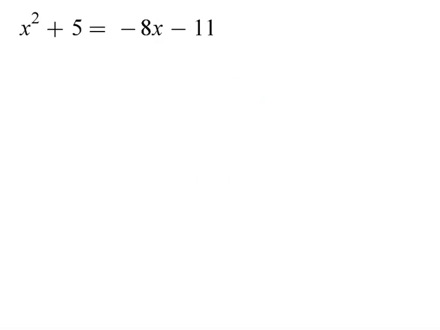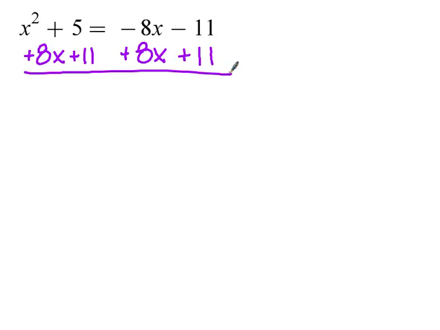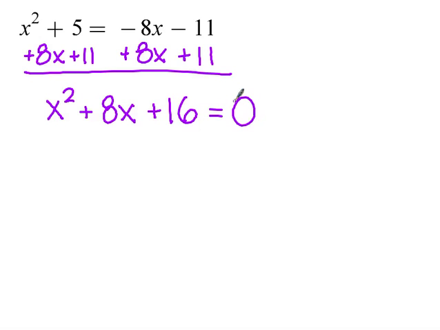Let's look at another one. x squared plus 5 equals negative 8x minus 11. So what do you need to do? Move over the 8x and let's move over the 11. Okay? So on the left side, what do you get? x squared plus 8x plus 16 equals 0.